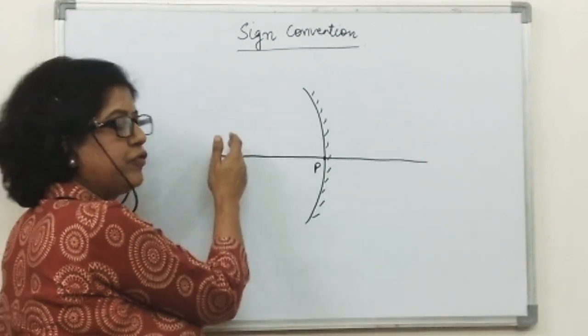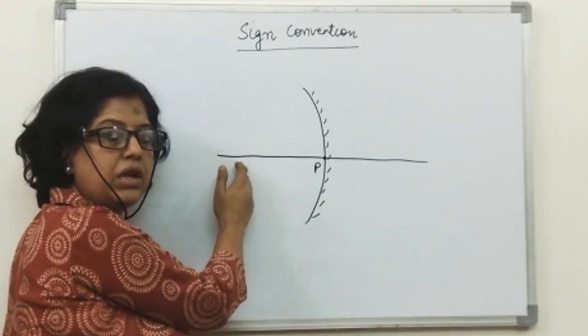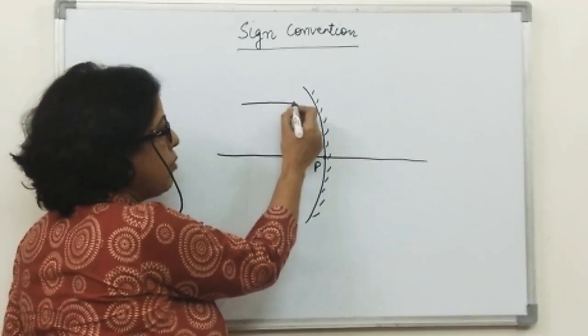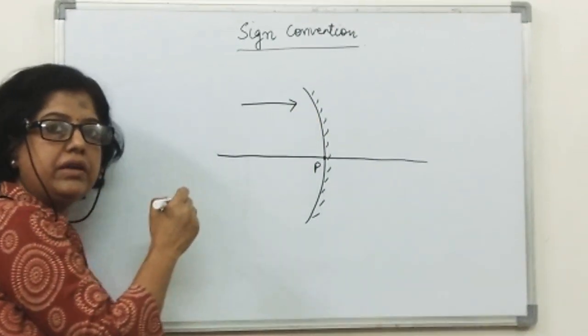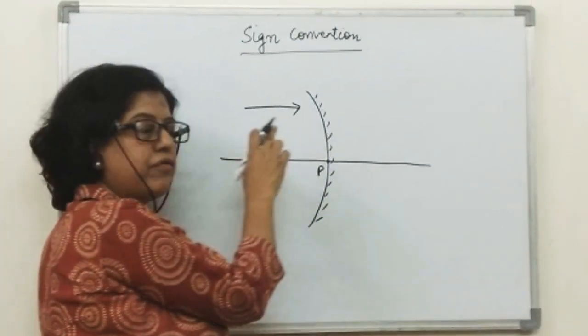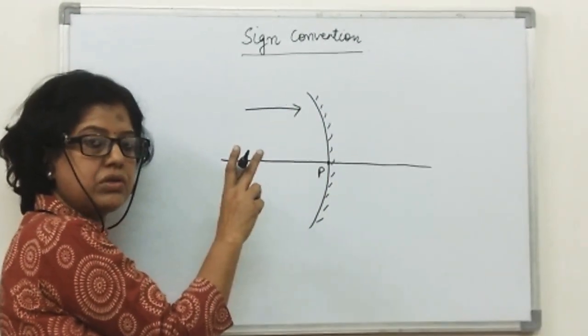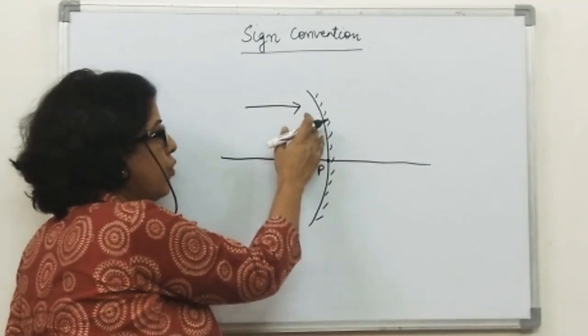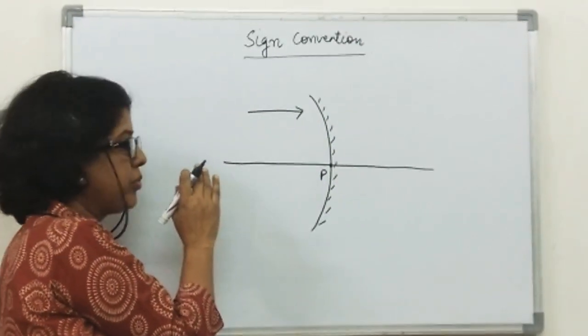So first, the object is always taken to the left of the mirror so that the light falls on the mirror from left to right. The light should fall on the mirror from the left side. First sign convention: the object is placed towards the left of the mirror, so the light falls in the direction left to right on the mirror.